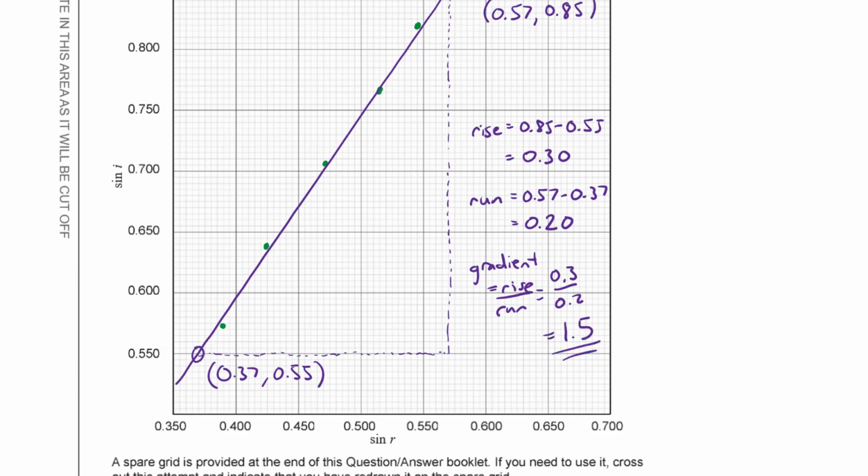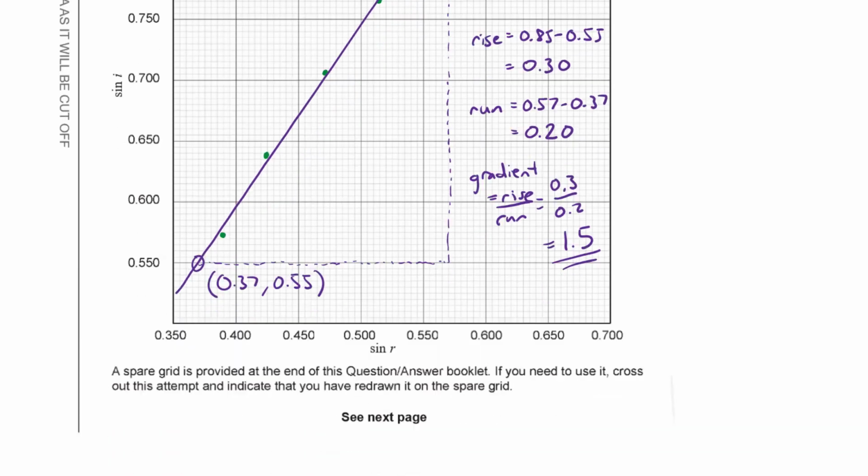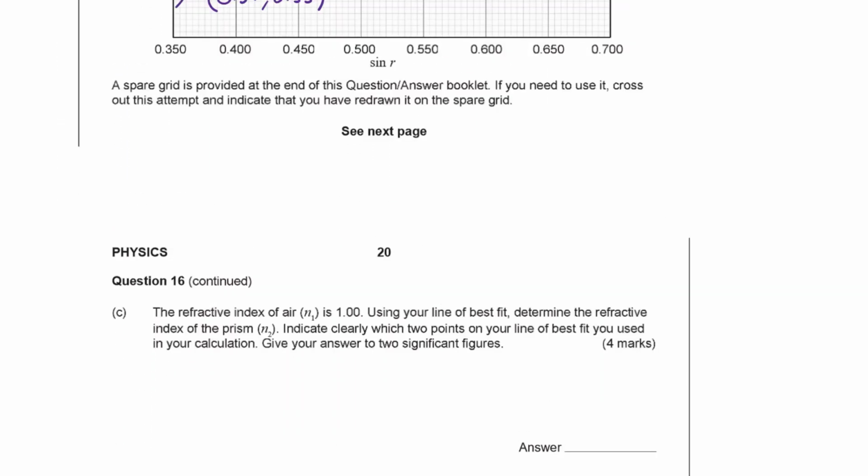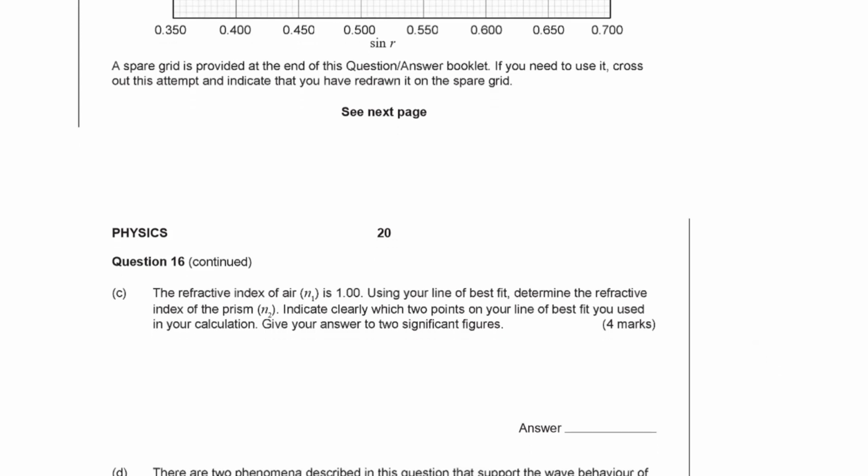Okay, now I'm going to start writing my answer on the next page. It's not saying that the gradient is equal to the refractive index, so I need to show that I understand that the gradient in this case is equal to the refractive index. First, I'm going to restate what the gradient is from my graph: rise over run. I probably should have given a bit more space on this question. And that's equal to 1.5.